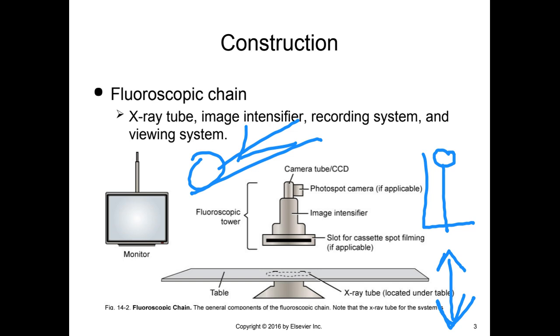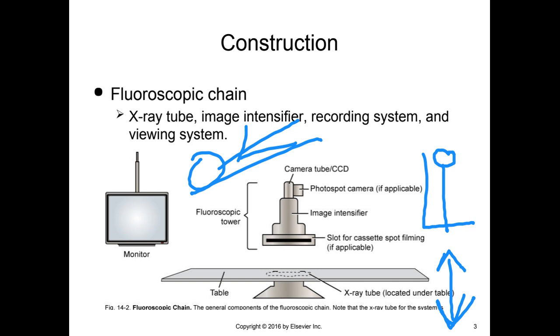On top of the table, in the carriage system, you will find your image intensifier. Again, that's above the patient. The purpose of that image intensifier is to intercept those x-rays that are leaving the patient, that remnant radiation, and attempt to make the image brighter for the radiologist to review. The system will also have a recording system to record the images so that they can be played back later. And you will also have a viewing system, typically a monitor.